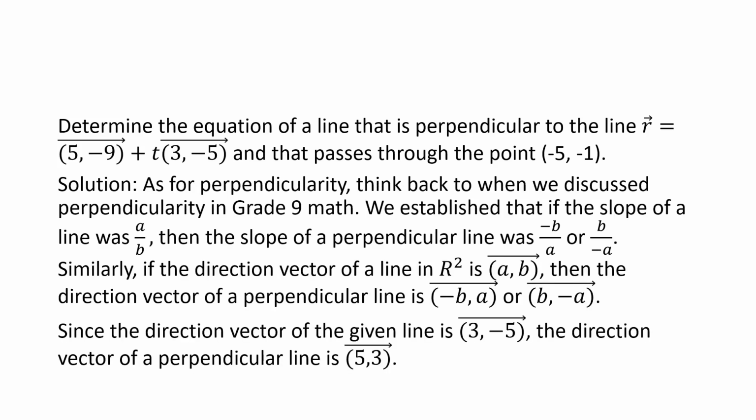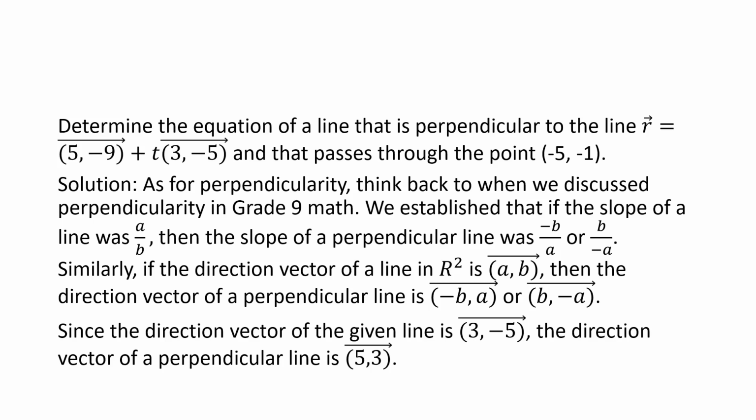Now, the second part, though, talks about perpendicular. So as for perpendicularity, think back to when we discussed perpendicularity in grade 9 math. In grade 9 math, we established that if the slope of a line was a over b, then the slope of a perpendicular line was -b over a or b over -a. Again, so long as we weren't offending any restrictions where a or b was equal to 0. Just for a moment, let's take that out of the possibility. And we said that basically negative reciprocals will give you perpendicular lines.